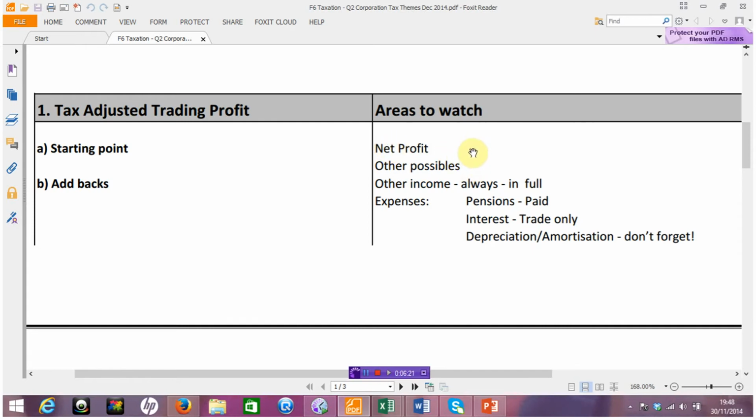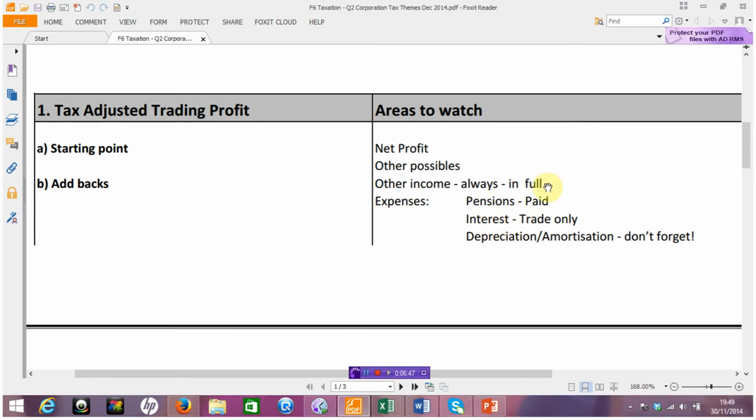We're going to get half a mark minimum just for getting the right starting point, so let's make sure we do that. Now, here's where the fun starts, really, in terms of the add backs. I haven't listed every single item, because there are a multitude of expenses that the examiner could use. So I picked out the main ones. I'll run through them in a moment.